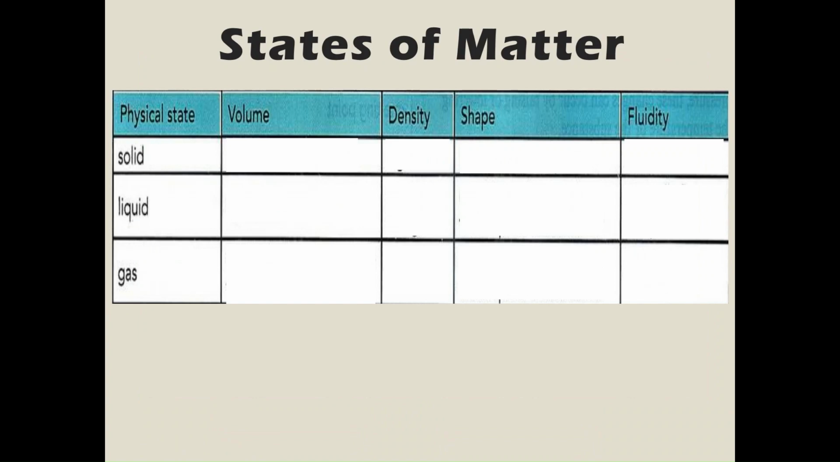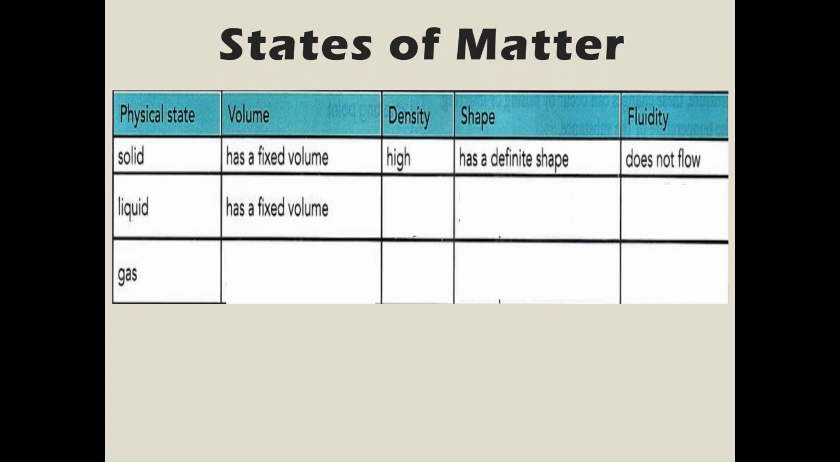So let's see the physical properties of different states of matter. A solid has a fixed volume, its density is high, it has a definite shape, and it doesn't flow. Like a cube of ice, it has a volume and a definite shape, which is the shape of a cube, and it doesn't flow.